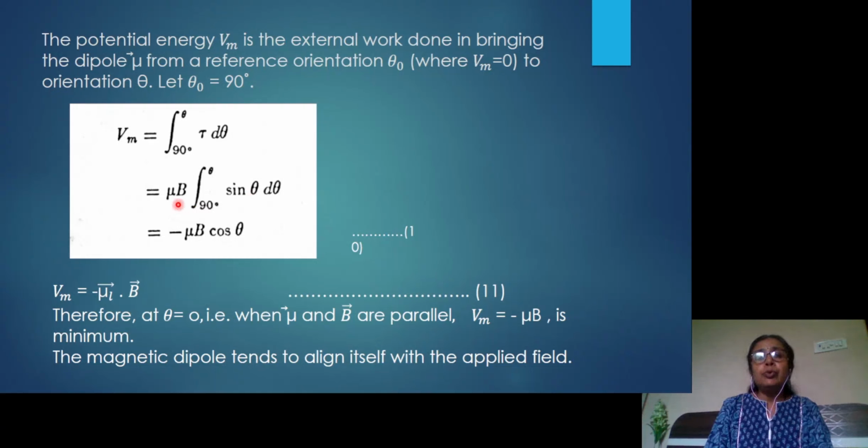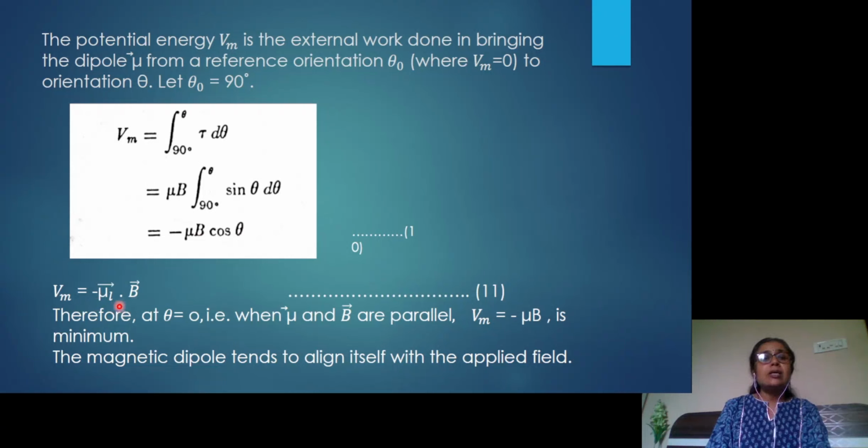Minus mu B cos theta, with the upper limit equal to theta and the lower limit equal to 90 degrees, where cos of 90 degrees will be equal to 0. So Vm is equal to minus mu B cos theta. This is equation number 10 which we have obtained, and we can write it as a dot product because minus mu B cos theta is nothing but minus mu dot B.